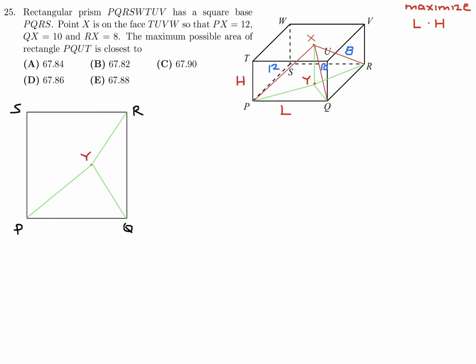Now, L is that length, but the base is a square, so that is also going to be L. So this is L, and this is L, correct? And since this is the height, this distance from X down to Y is also the height. So I can just squeeze in the H right there. Okay. Now let's go back to this diagram here and start labeling this so that we can do some algebra.